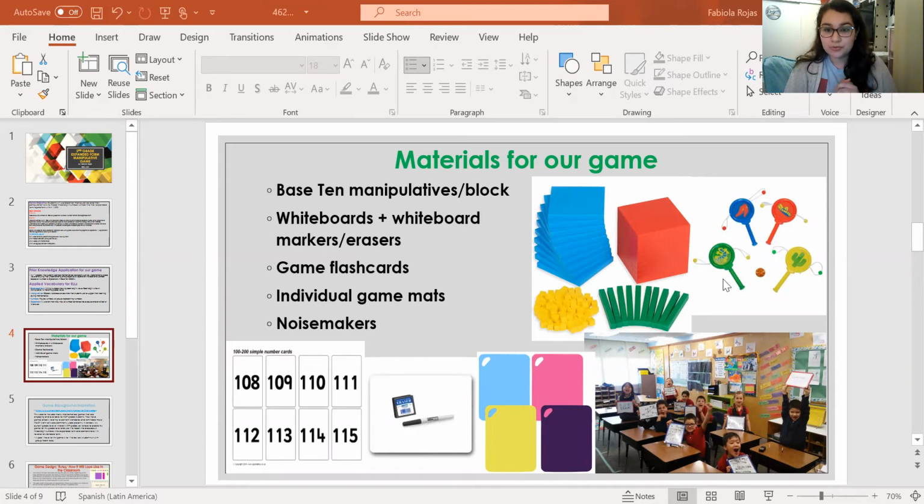The noisemakers are for them to use within their teams. And so the team leader can know that they have finished the expanded form, turning the 3-digit flashcard into the expanded form.